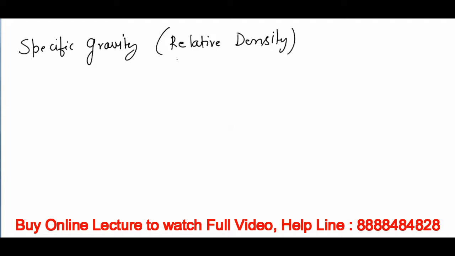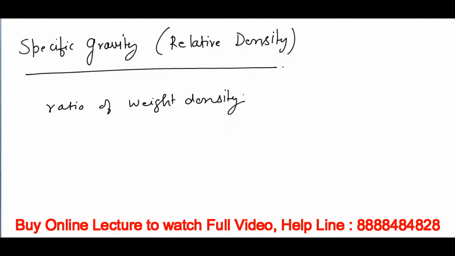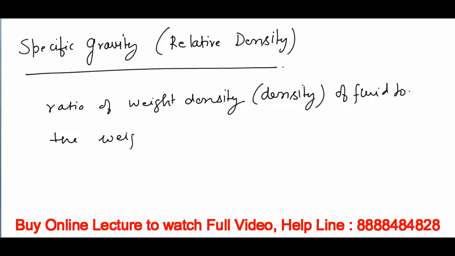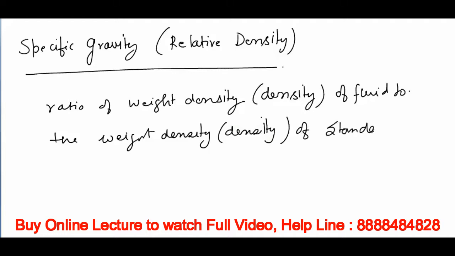Another important property which you'll encounter many times is specific gravity, also known as relative density. This property is defined as the ratio of weight density or density of fluid to the weight density or density of standard fluid. It can be weight density or density because g will get cancelled in this. Now here it is important to know that it is a standard fluid.